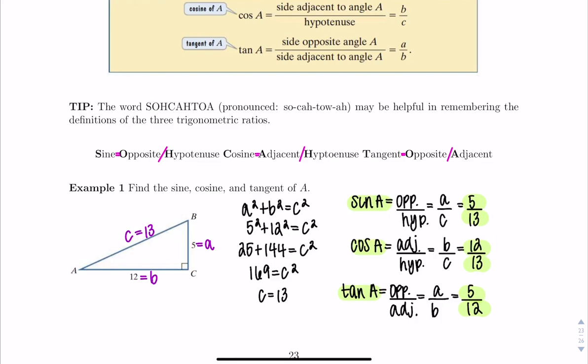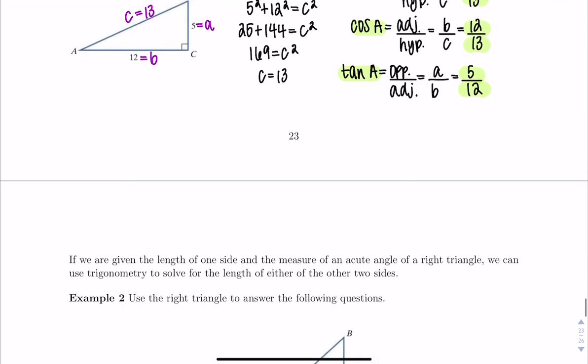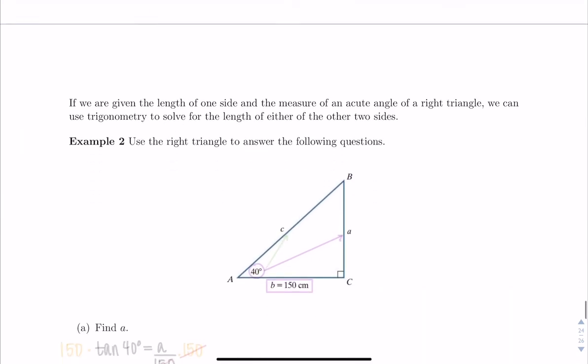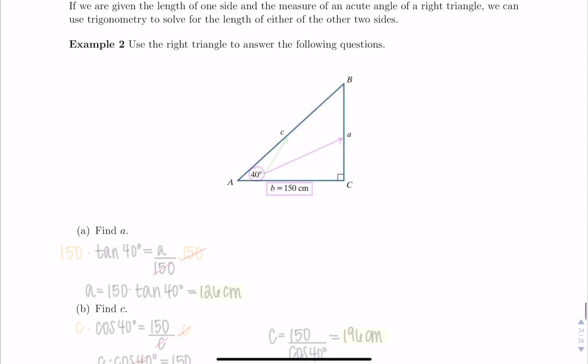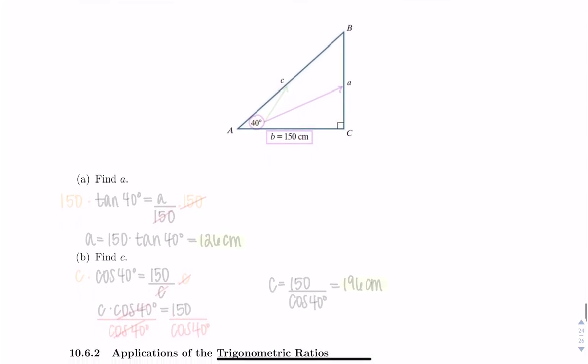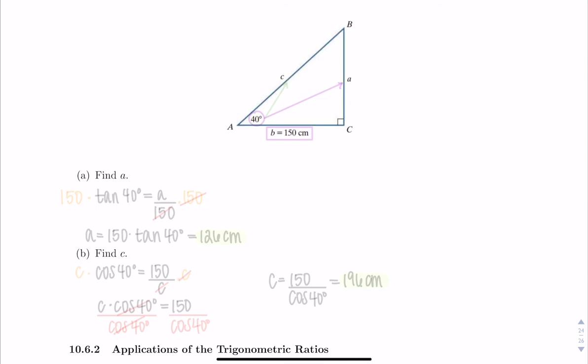If we are given the length of one side and the measure of an acute angle of a right triangle, we can use trigonometry to solve for the length of either of the other two sides. So we're going to use the right triangle below to answer the following questions. First is to find side a, and then we need to find c. So using the angle that's given other than the right angle, which in this case is A, which is 40 degrees, we know we're looking for little a, which is the opposite side of our 40 degrees.